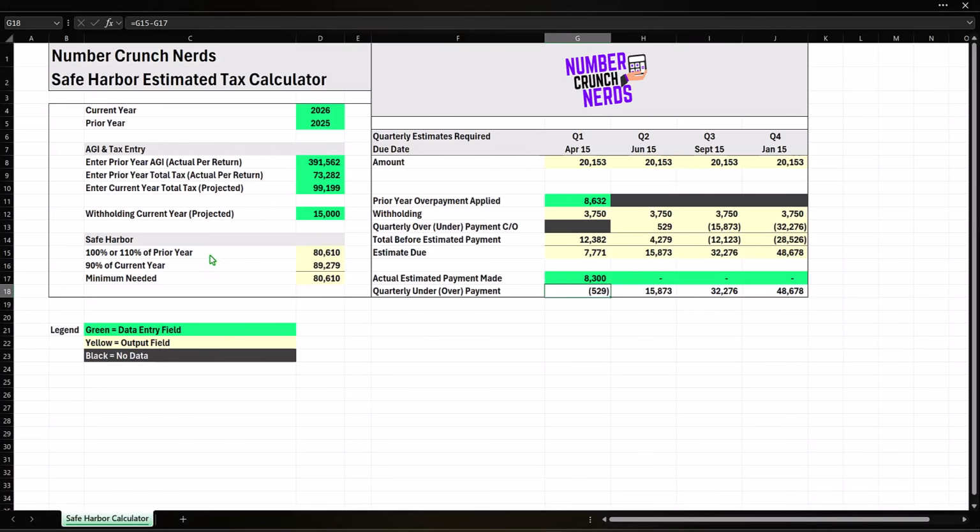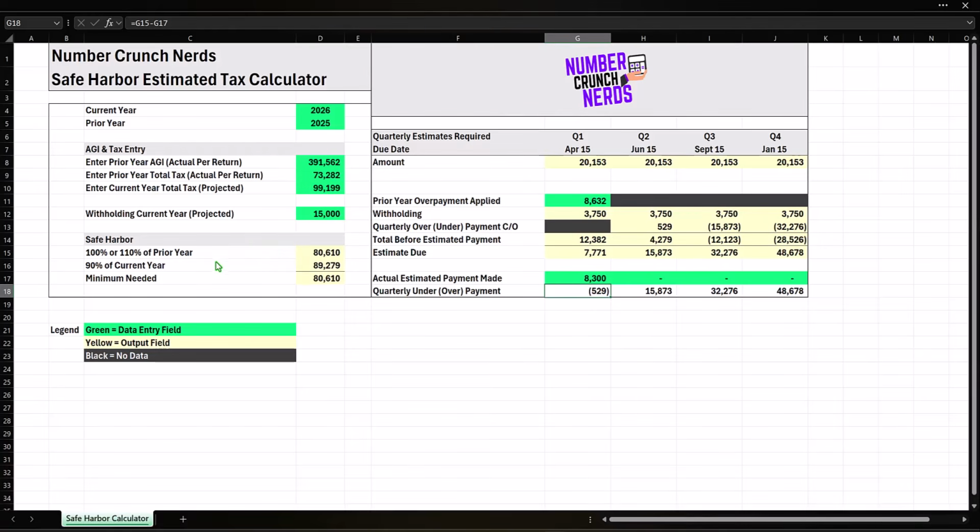The decision as to whether it is based on 100% or 110% of the prior year depends on the amount of AGI that you had in the prior year. If this number right here is less than $150,000, then the safe harbor calculated down here will be 100% of the prior year's tax. In other words, the number right here will be equal to this number right there. However, because the amount of AGI is greater than $150,000, the safe harbor is calculated based on 110% of the prior year's number, leading to $80,610.